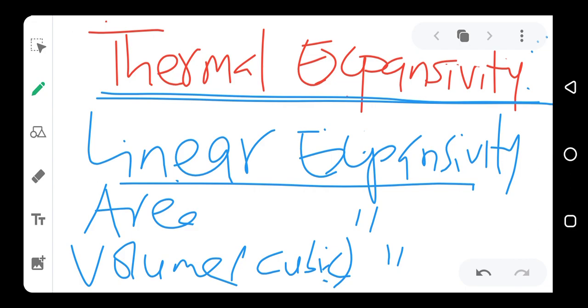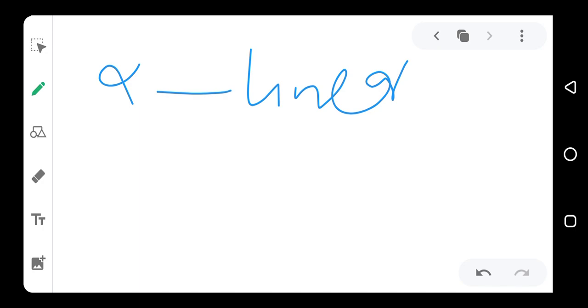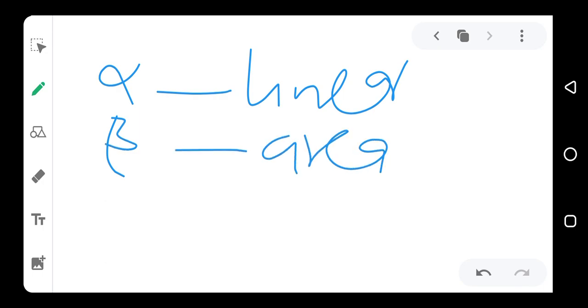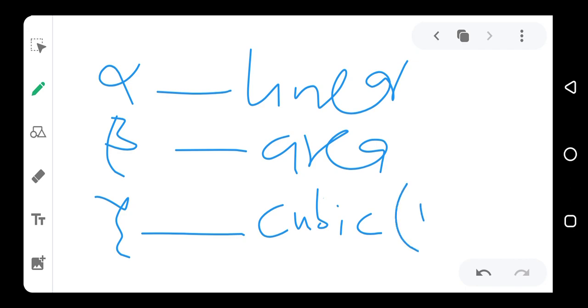Linear expansivity is denoted with the symbol alpha. Area expansivity is denoted with the symbol beta, while cubic or volume expansivity is denoted with the symbol gamma.